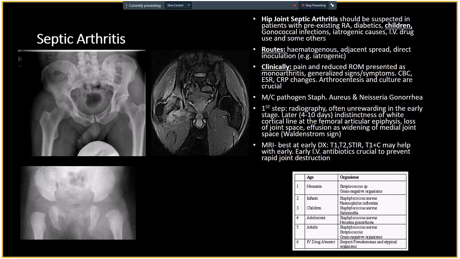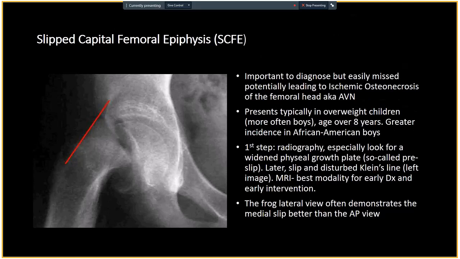But joint arthrocentesis, joint aspiration, is the key for you to be able to culture it, to look for abnormalities regarding septic arthritis, and start early antibiotic administration. That's most crucial. So, another condition is something called slipped capital femoral epiphysis.